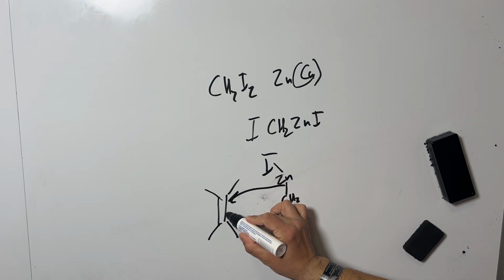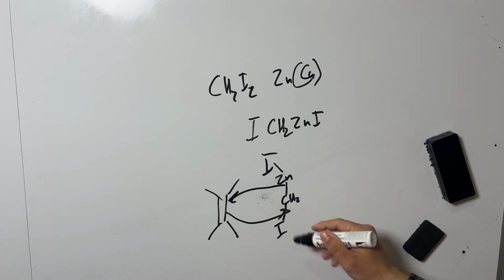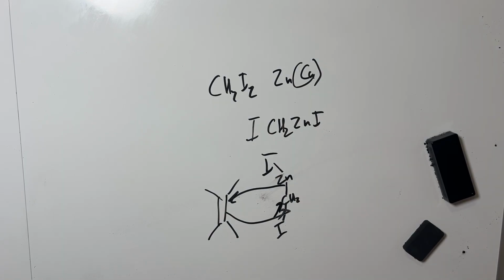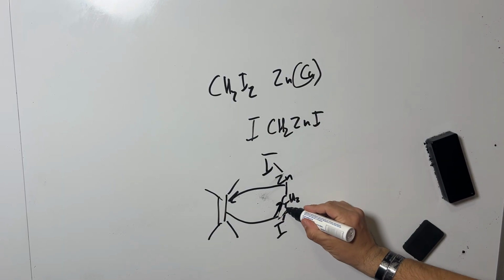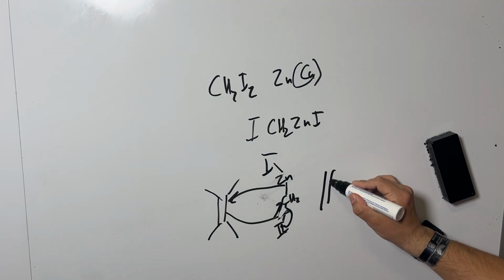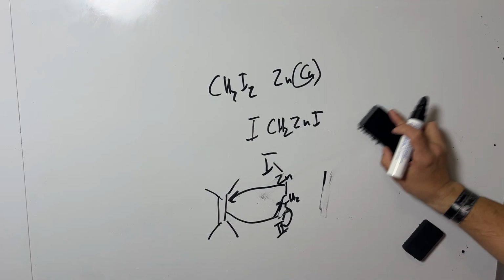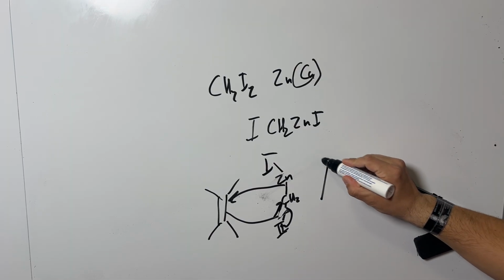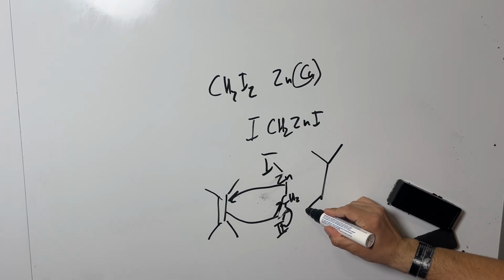Simply pack that. And no, I'm sorry, we're coming right to our CH2. Bad arrow on my part. And then this comes here. And then we form our cyclopropane.